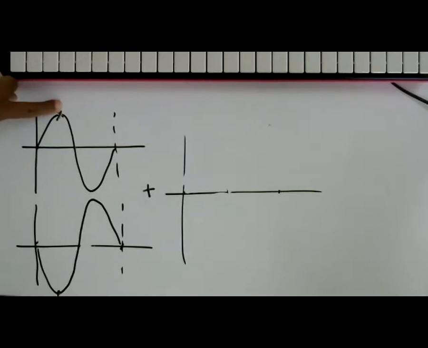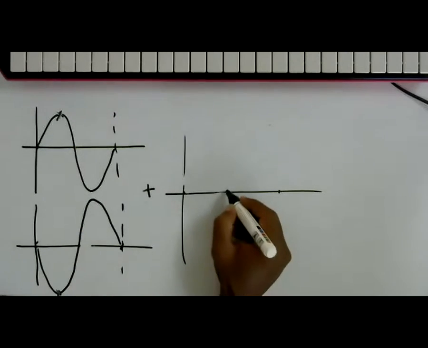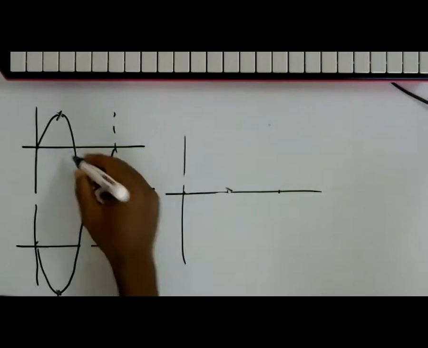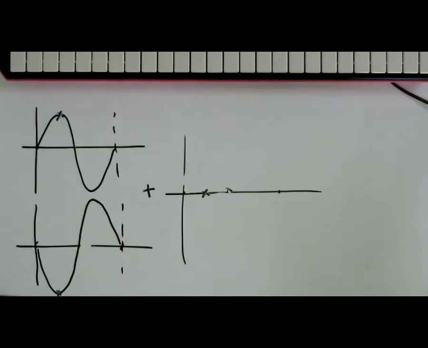So the high displacement of this particle at this point will be cancelled out by the low displacement of this particle at this point. So over here it will result in a wave that has zero amplitude. Okay, so this is easy enough to understand.